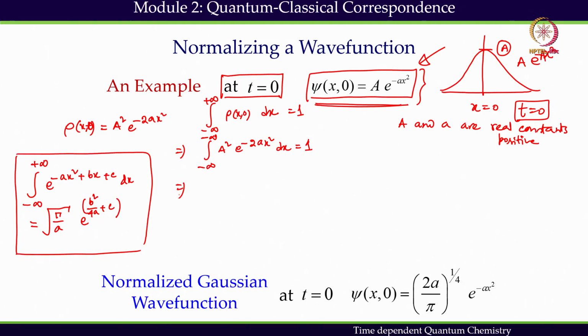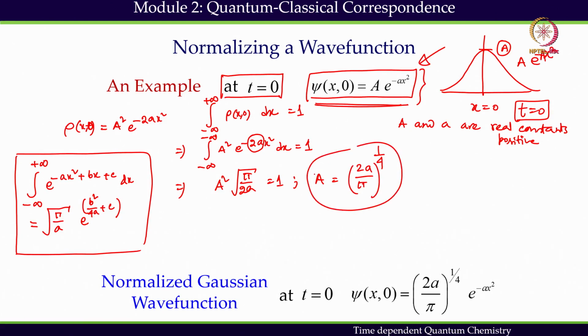If we do that, we get A squared times square root of pi by 2a equals 1, or A equals (2a by pi) to the power 1 by 4, and this is the normalization constant. So, in the end, at t equals 0, we can write down the normalized wave function as this, if the particle is represented by this Gaussian function.